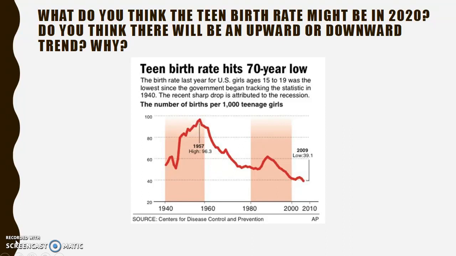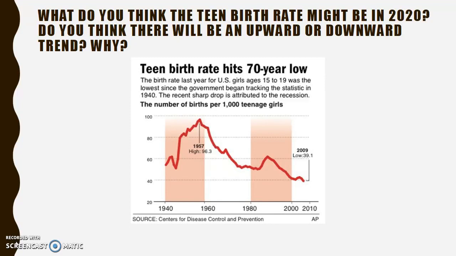This is a great example of the type of graph that you might see during the ACT. And this question, what you think the birth rate might be in 2020, is an excellent example of the type of question that the ACT writers are going to ask you. What they're looking for is that you'll say that there's a downward trend based off of the information that you see from 1957 to 2009.